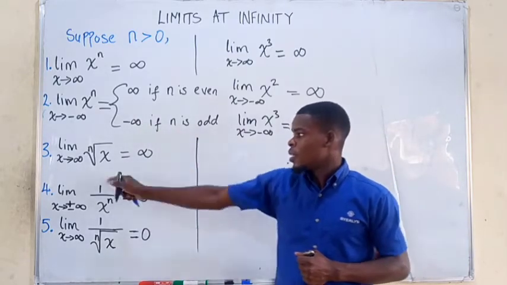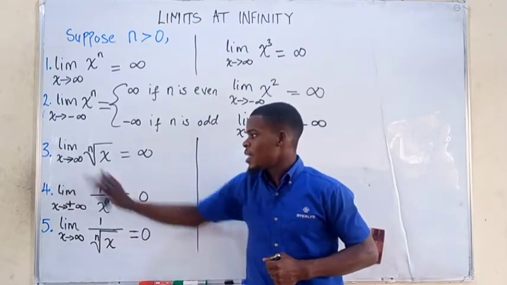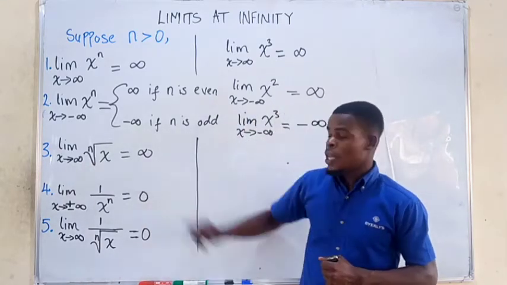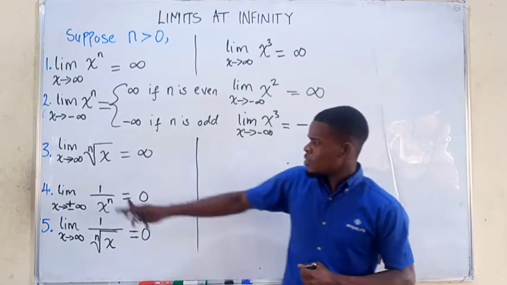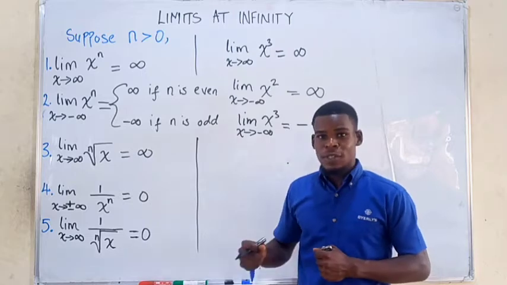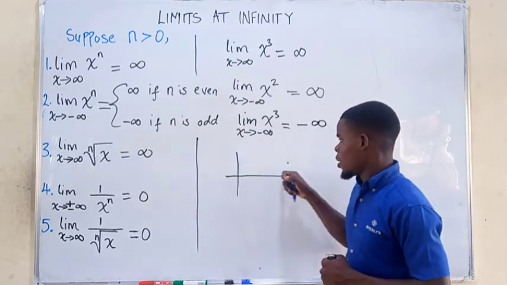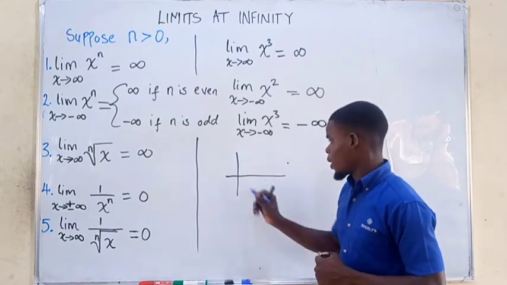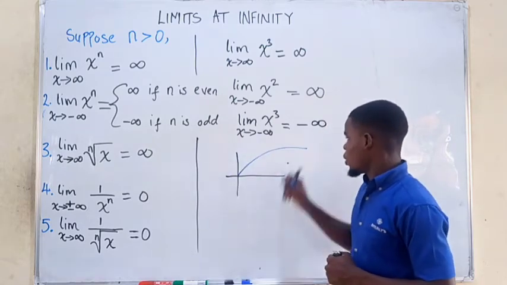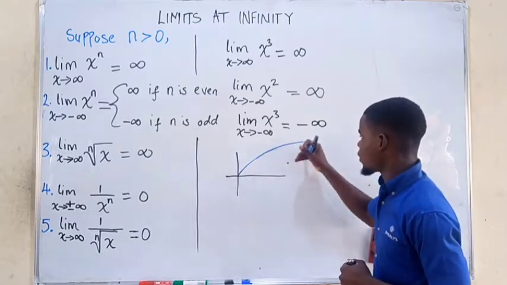Good. Then the third one tells us that the nth root of x as x tends to infinity is also increasing without bound. So let's look at this to be a square root. The square root of something, let me give you a curve immediately. The curve looks like this, for non-negative output. The curve looks like that. It is increasing, but at a very slow rate.